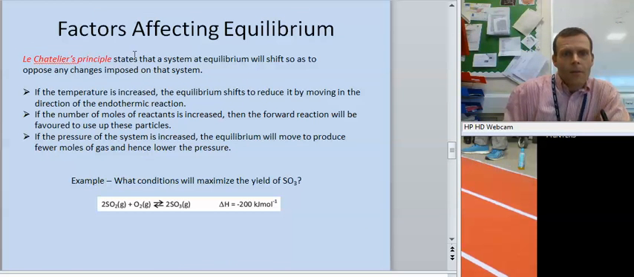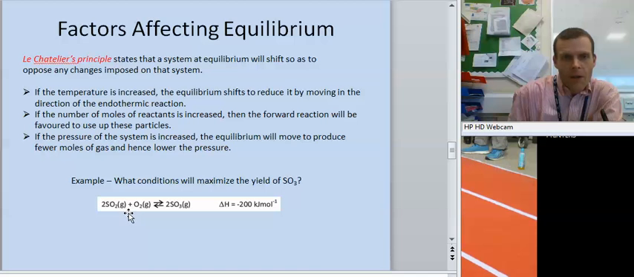Now, Le Chatelier's principle is very important in describing and explaining how changes to a system will affect the equilibrium. And essentially, the equilibrium is going to move to try and oppose any change that you make to it. So something that's at equilibrium will shift to oppose any change that you make to it. So you can have a read through those. If we look at this example down here, it says what conditions will maximize the yield of sulfur trioxide.